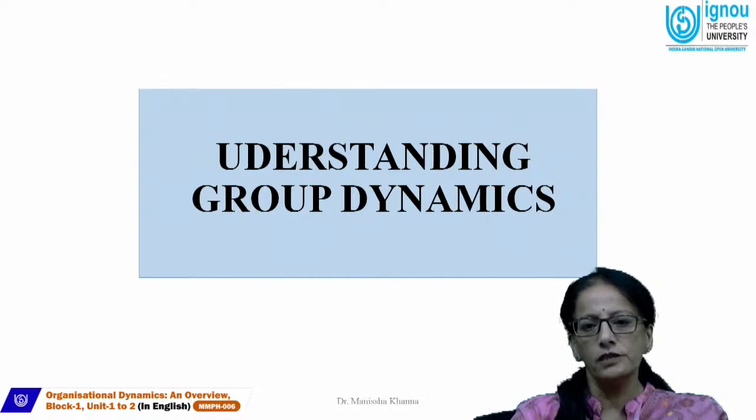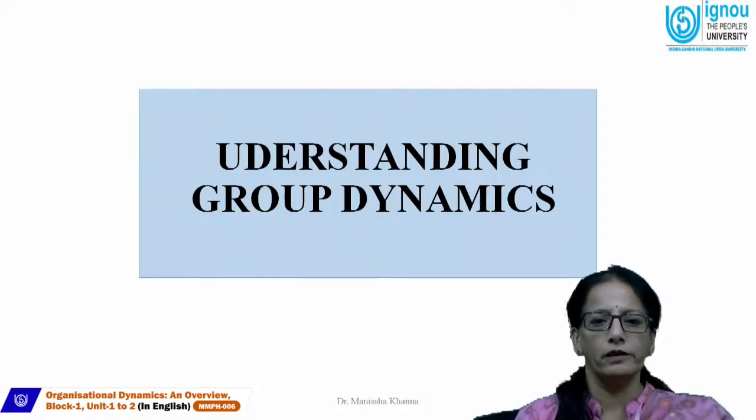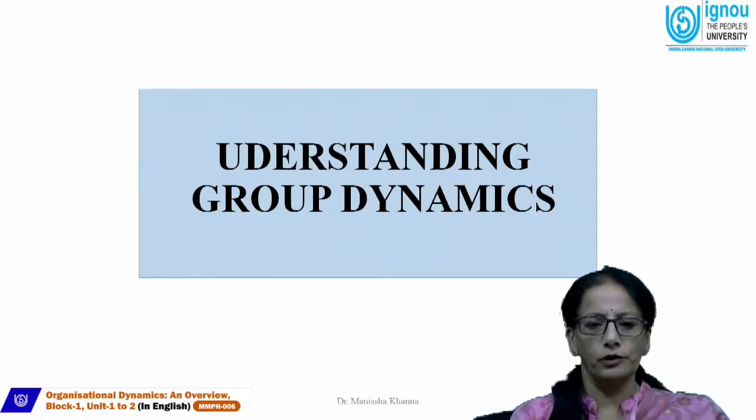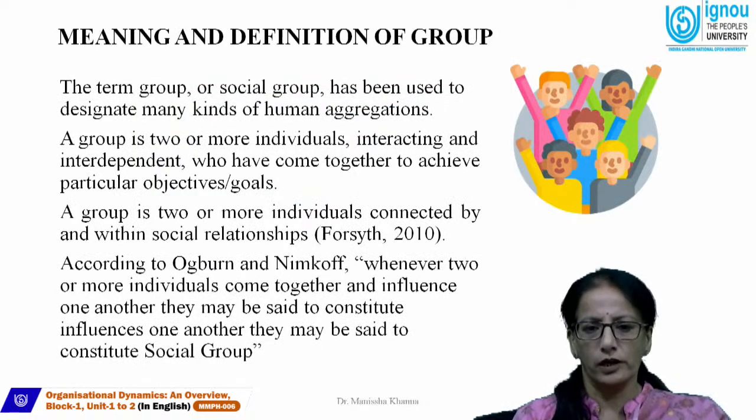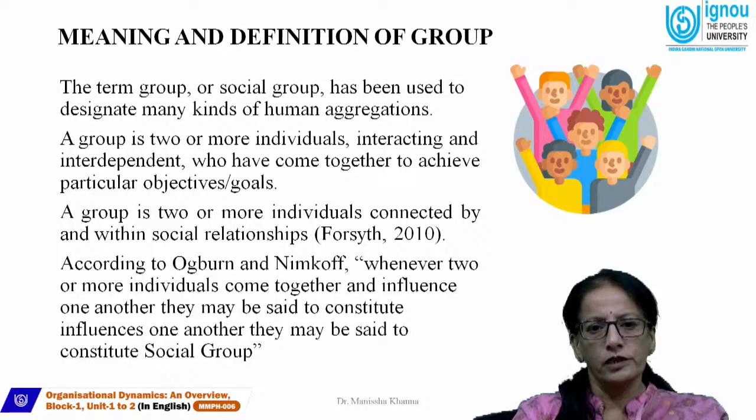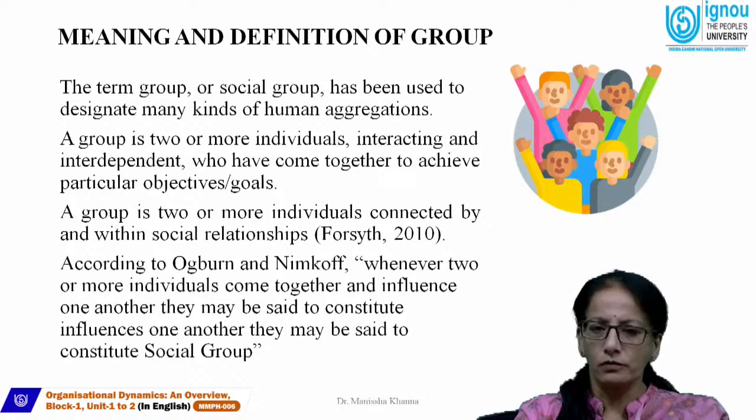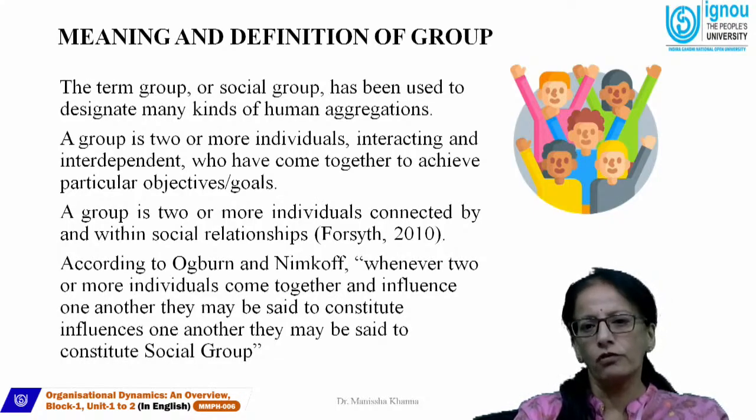Now, since we are talking about organization dynamics, an organization is formed with people, with teams, with groups. So it is very important to understand group dynamics equally, because the group or the people create the organization. Here the group is referred to as a social group, which has been used to designate many kinds of human aggregations. A group is made up of two or more individuals who interact and are interdependent, who come together to achieve particular objectives or common goals.